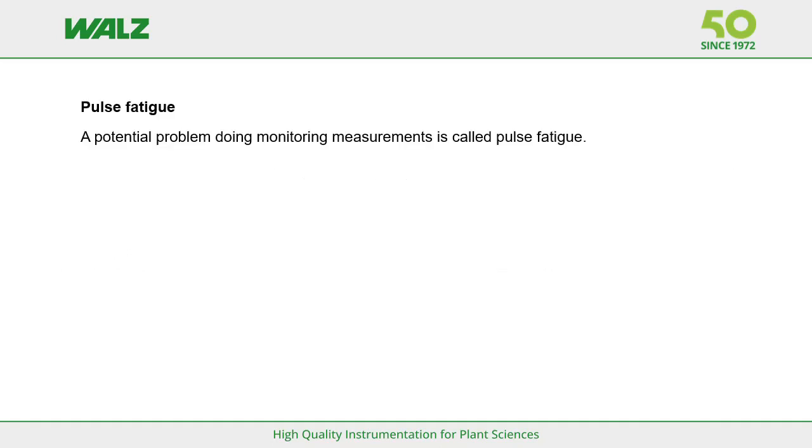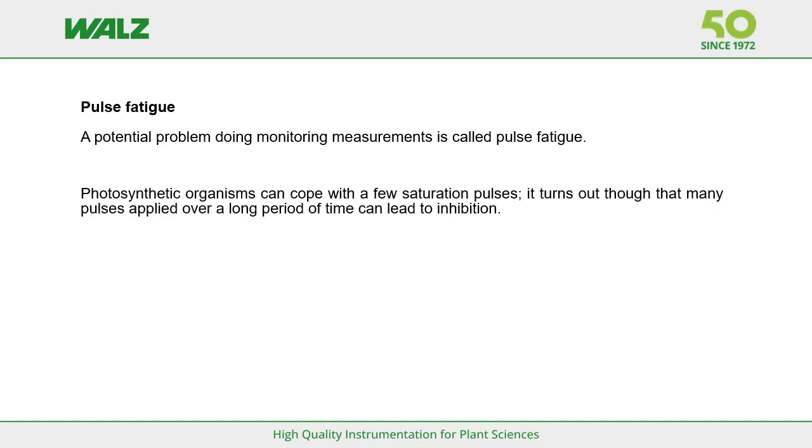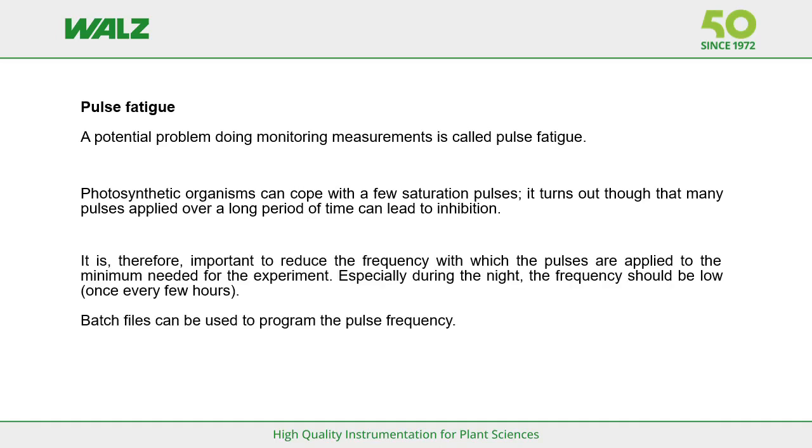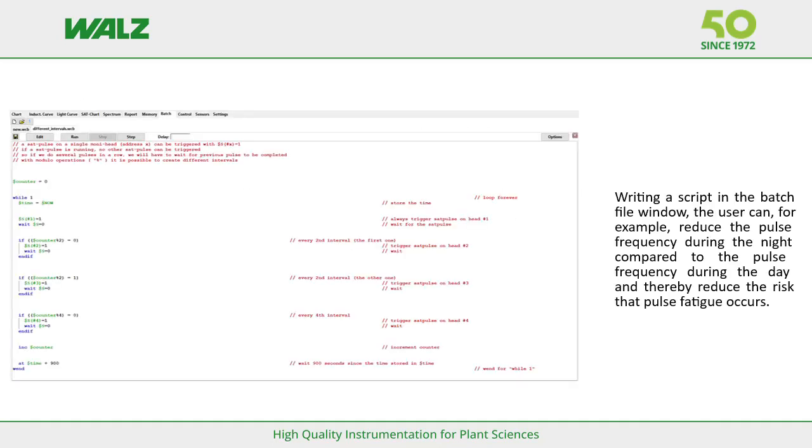One of the potential problems related to monitoring experiments is called pulse fatigue. If saturation pulses are applied with a relatively high frequency over a long period, the sample at a certain point may say, "I've had enough." Two things can be done to avoid this problem. The saturation pulse frequency during the night should be low, 1 pulse every few hours. And secondly, the saturation pulse frequency during the day should also not be higher than necessary, for example 1 pulse per 20 or 30 minutes. With a batch file, it is possible to program this.